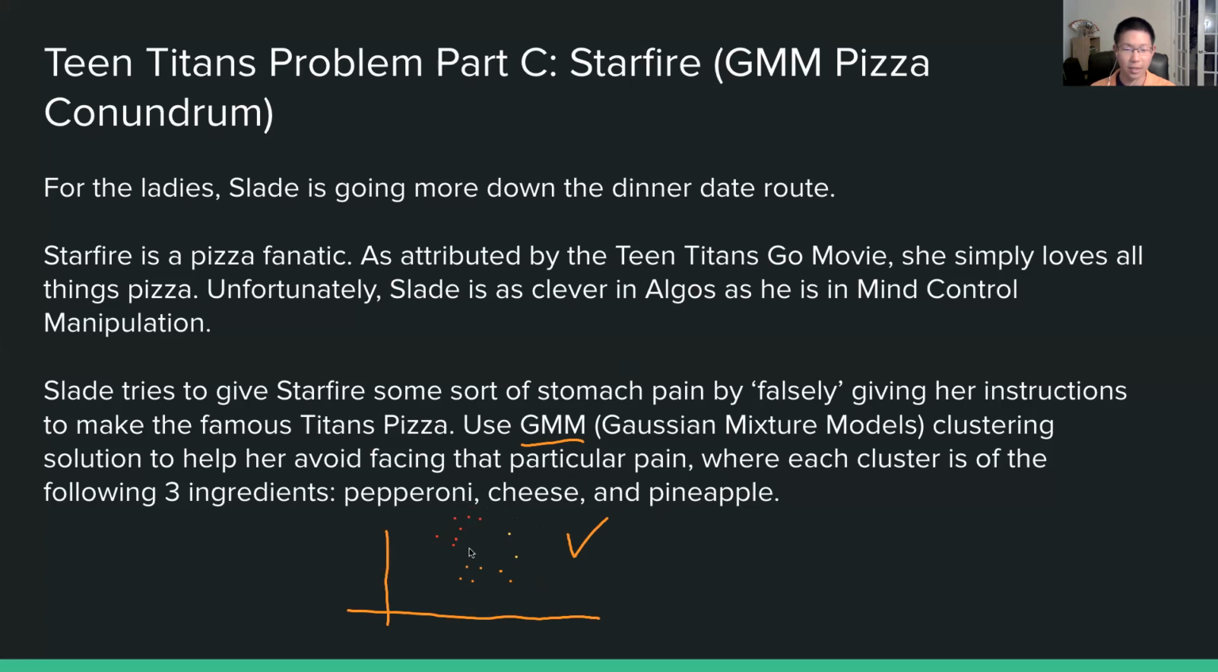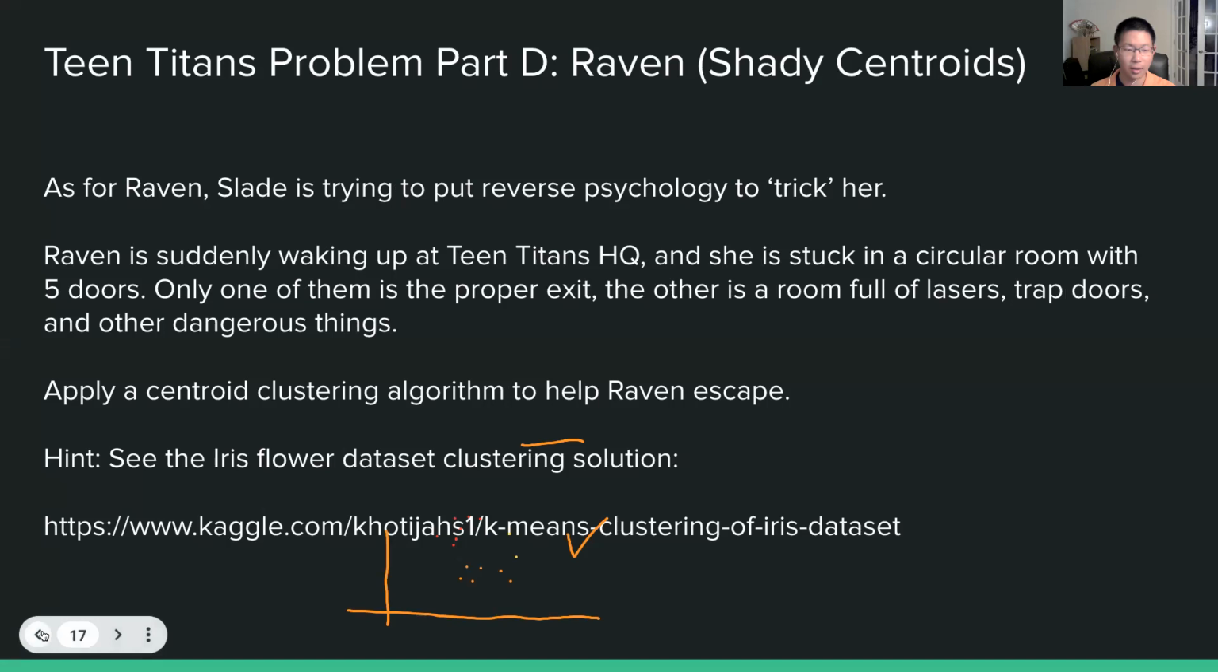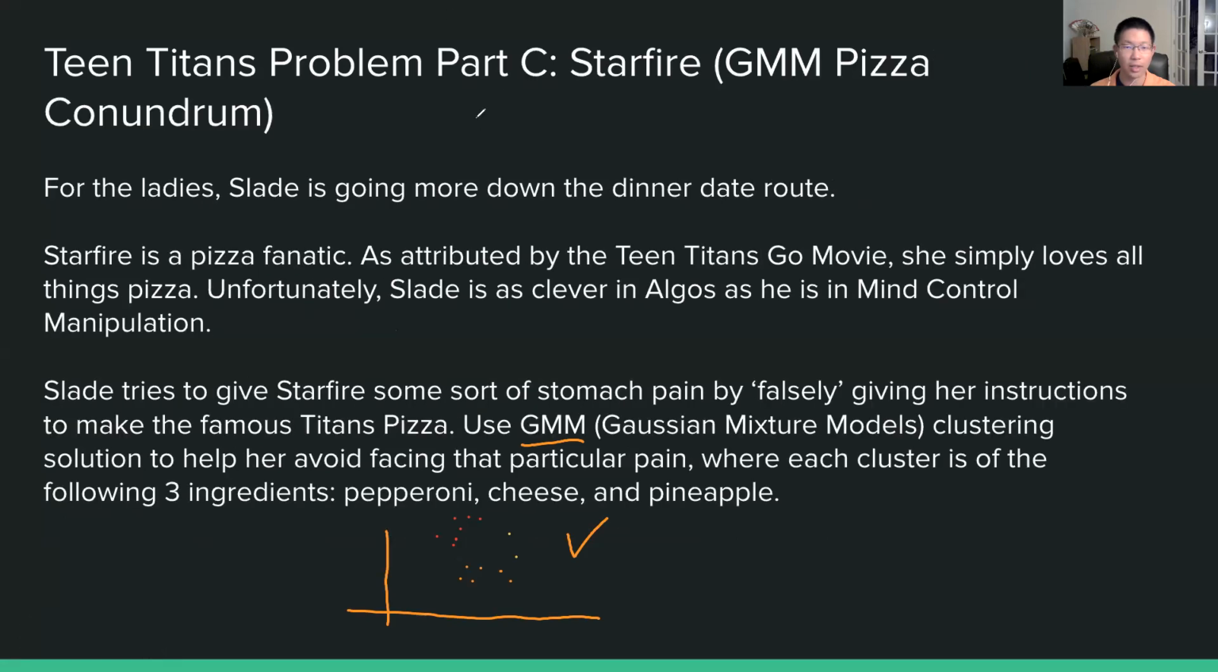So she has orange over here. And then all of a sudden, Slade is giving Starfire a headache, and giving me a headache because I'm like, what is going on here? It looks like the fire or something. It doesn't look like pizza anymore.